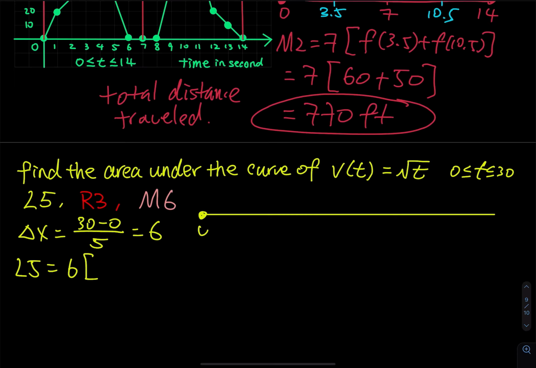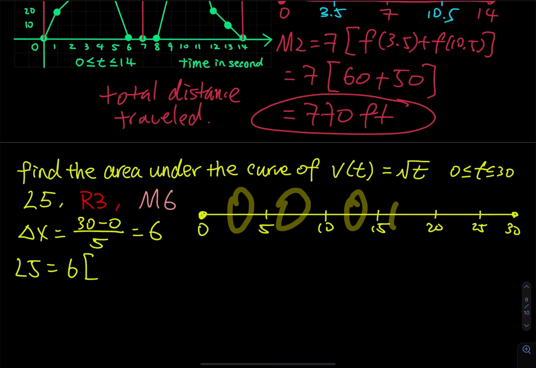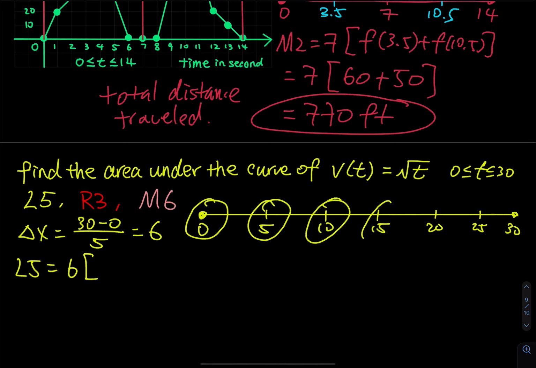We start at 0 plus 5 plus 5 plus 5 plus 5 and then plus 5, and then we have a 30. So this is a 1, 2, 3, 4, 5, 6. We have 6 intervals. And then how do we do the left sum? For left sum, we go from left to right. We grab everything except the 30. So we will take 1, 2, 3, 4, 5, 6. Do not grab the 30.